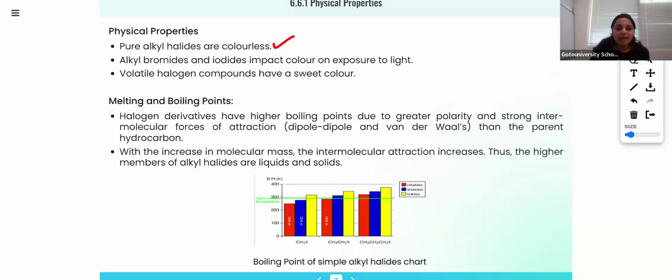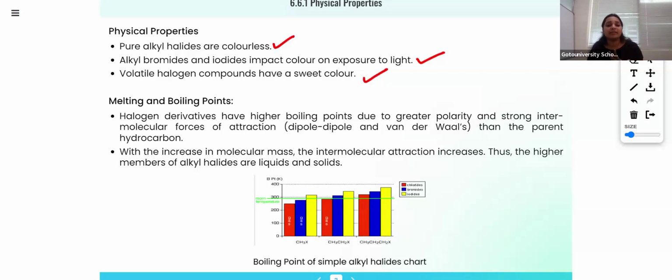Second, they impart color on exposure to light. And they have a sweet smell. So these are the properties showing in appearance. They are colorless, and some of them are colored. Which ones are colored? The volatile halogen compounds. We can identify these properties just by looking at the compound, right?